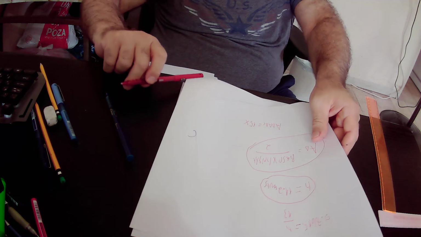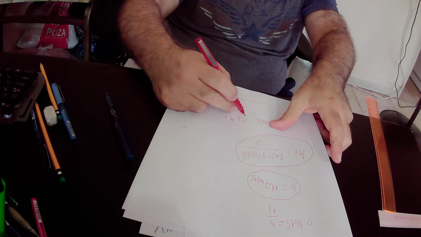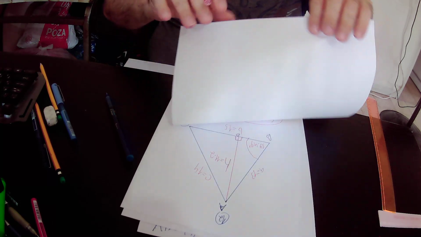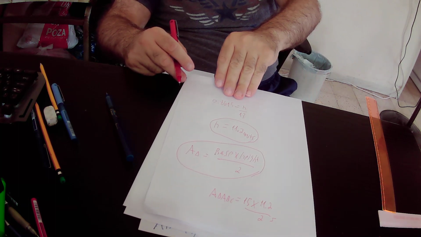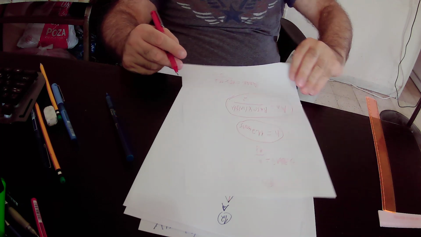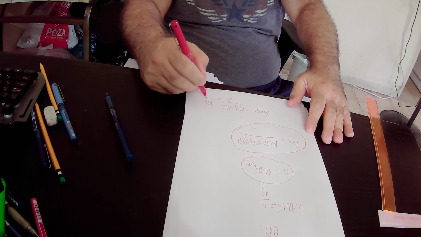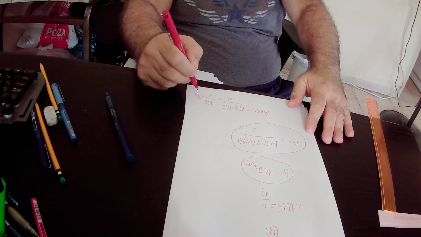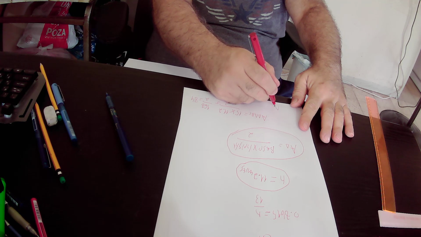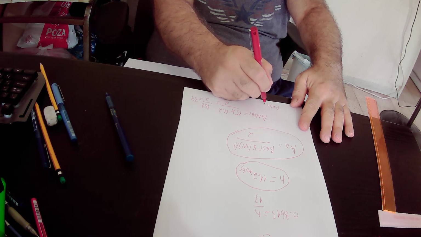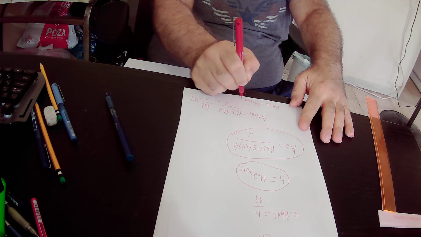So it is h, that equals 11.2, over 2. So the area of triangle ABC equals 15 times 11.2 over 2. 15 times 11.2 is 168, over 2 is 84. So the area of triangle ABC according to the second method equals 84 square units.